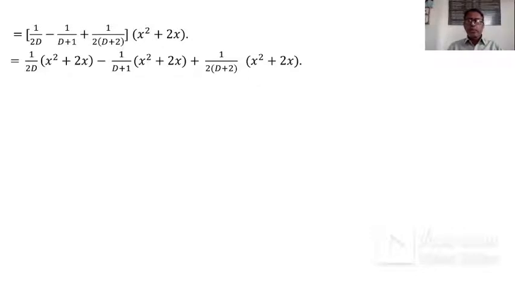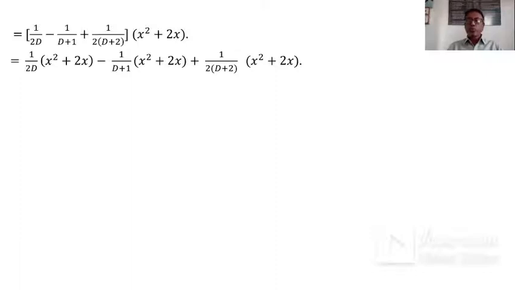Now here operating 1 upon D, we have seen this is the integration only. Now in the second, operating 1 upon (D plus 1), to use our standard expansion, for that purpose we write the denominator as 1 plus something. Now here we rearrange this, we write 1 upon (D plus 1) as 1 upon (1 plus D), and then we use the formula for the expansion of 1 upon (1 plus alpha). Again here to operate 1 upon (2D plus 2), 1 upon 2 is constant. Now to operate (D plus 2) on this, we have to write this as 1 plus something.